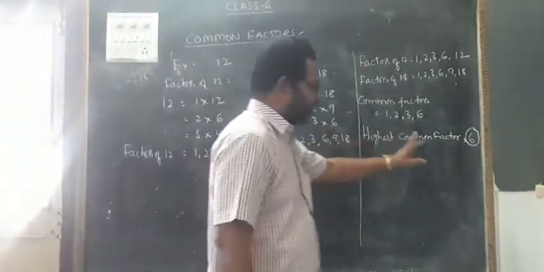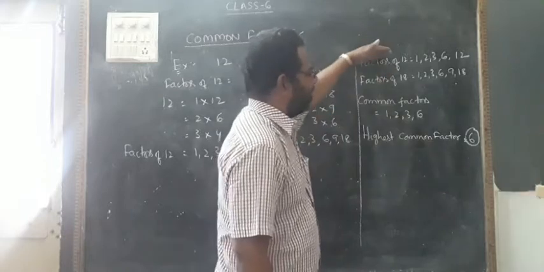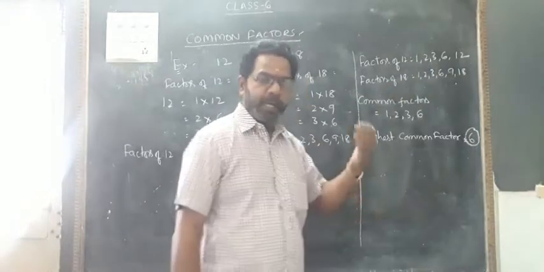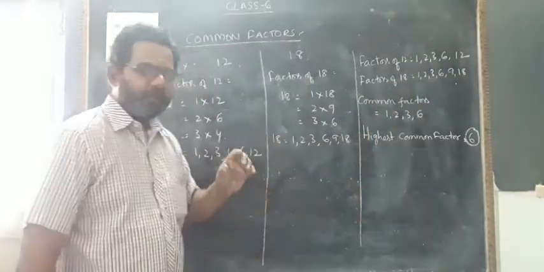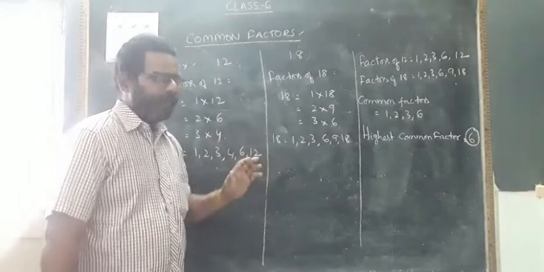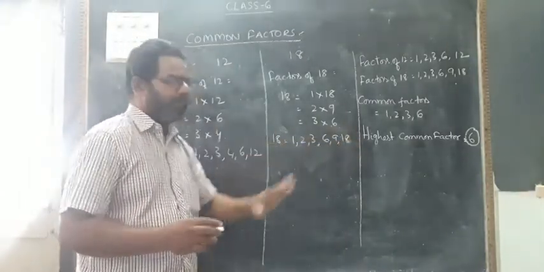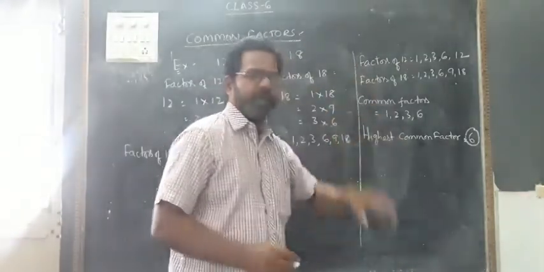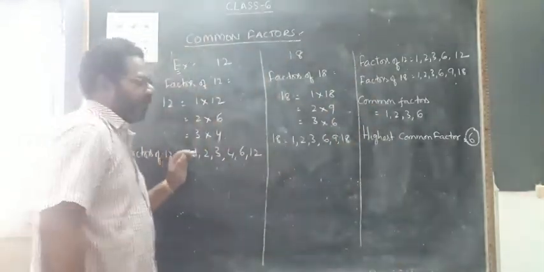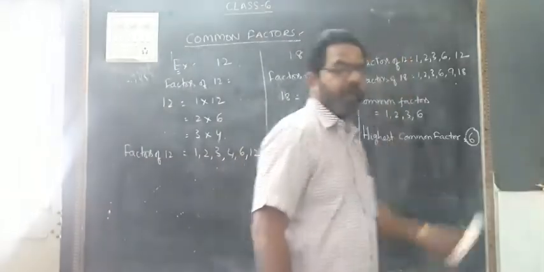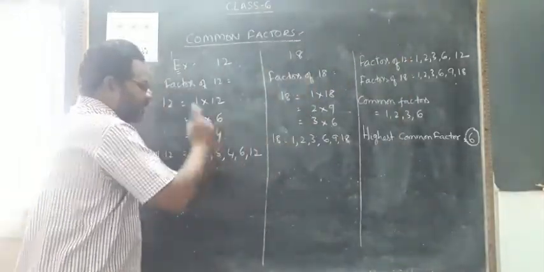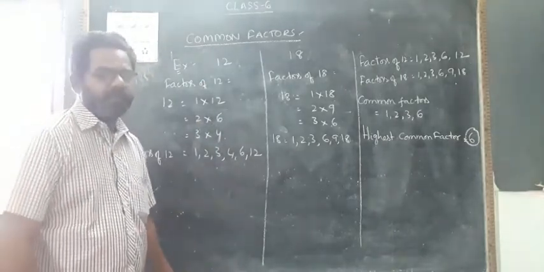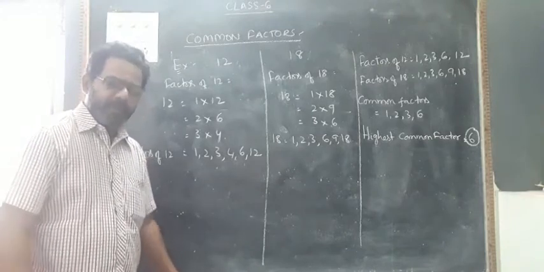To find this highest common factor, for all numbers like this, finding the factors is difficult. For small numbers it is easy, but for bigger numbers it is difficult. That's why we use the prime factorization method. In finding the highest common factor, first we find the factors, then the common factors, then the highest common factor. Finding the factors is difficult for bigger numbers, so for that purpose we use the prime factorization method.